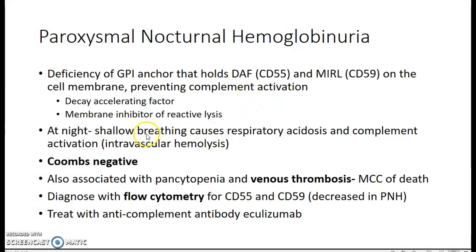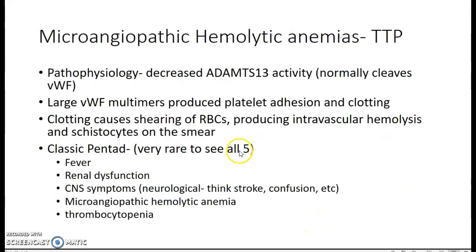So it happens at night because you breathe less at night, your respiratory drive kind of drops a little bit, you get a little bit of acidosis, and complement needs to be activated a little bit more. It's also associated, key things, with pancytopenia and venous thrombosis due to kind of this complement activation cascade. Diagnose it with flow cytometry and treat with eculizumab, which is an anti-C5, kind of blocks activation of the C5 in the membrane attack complex.